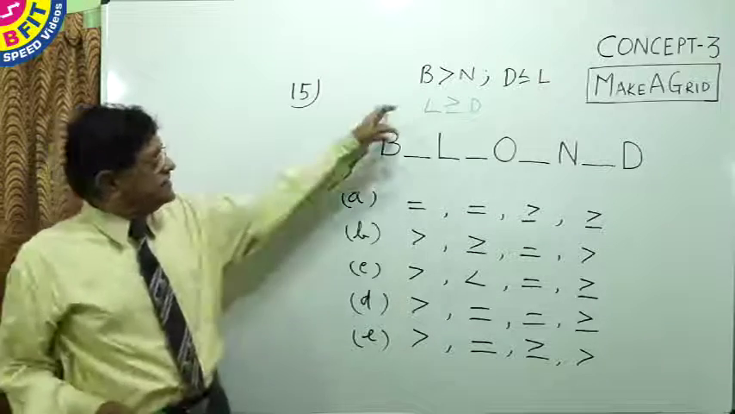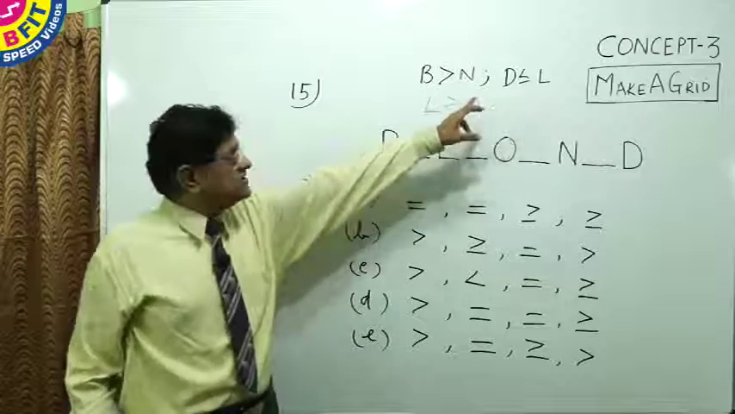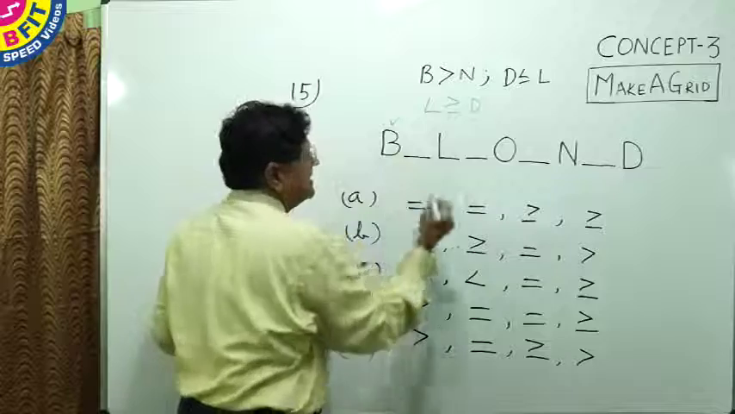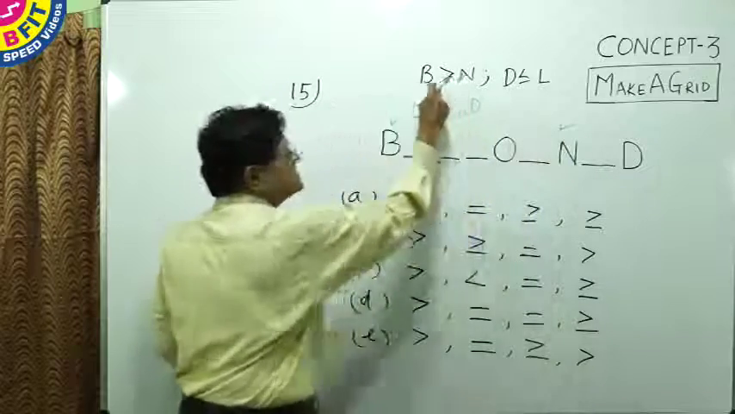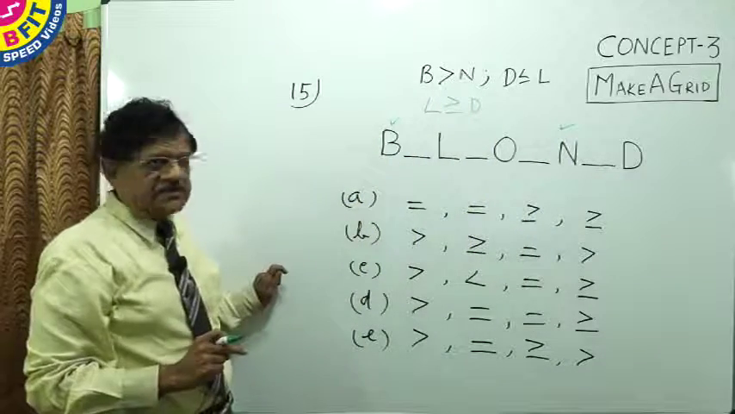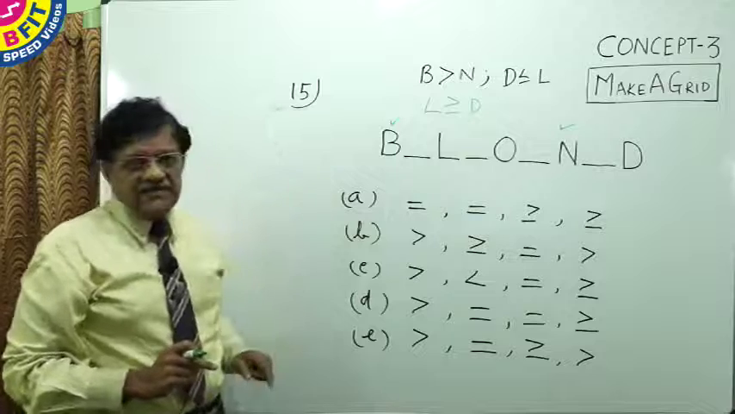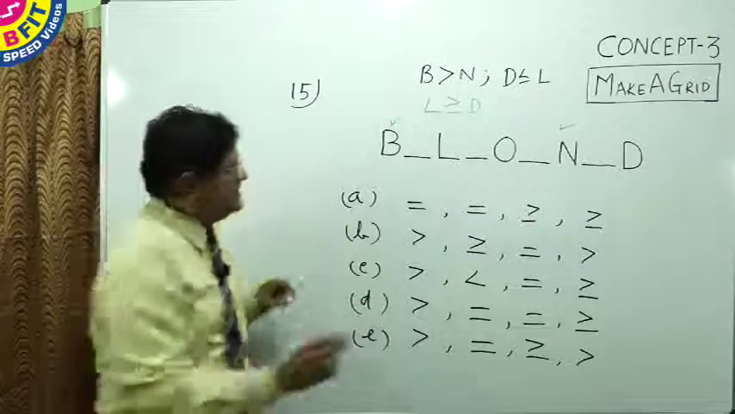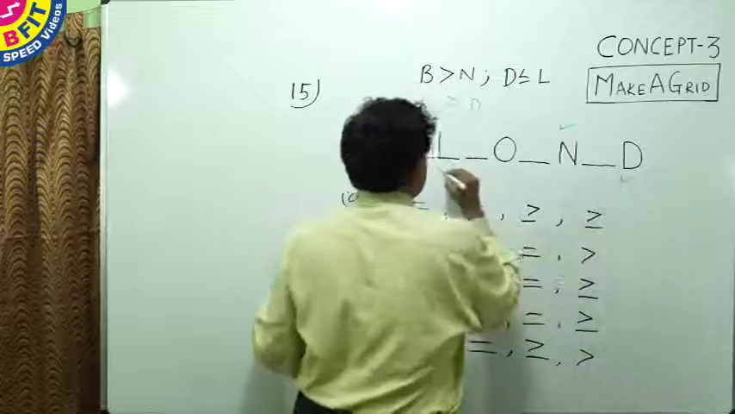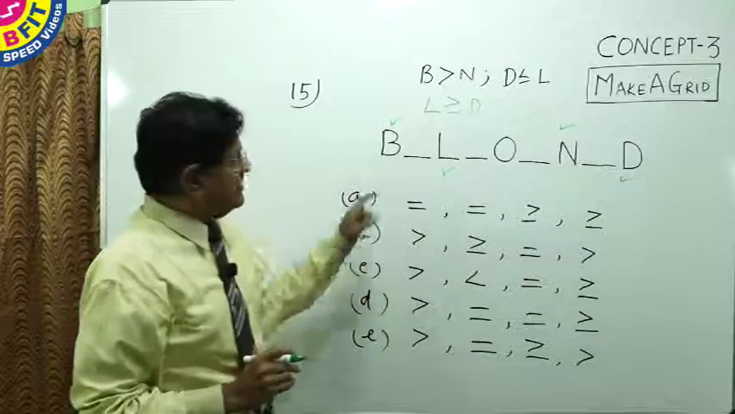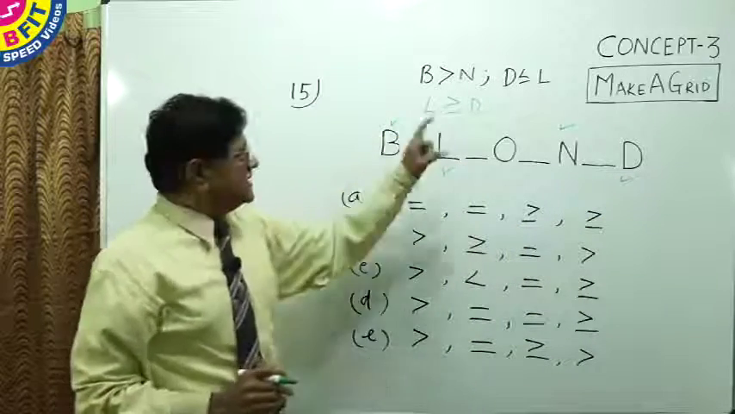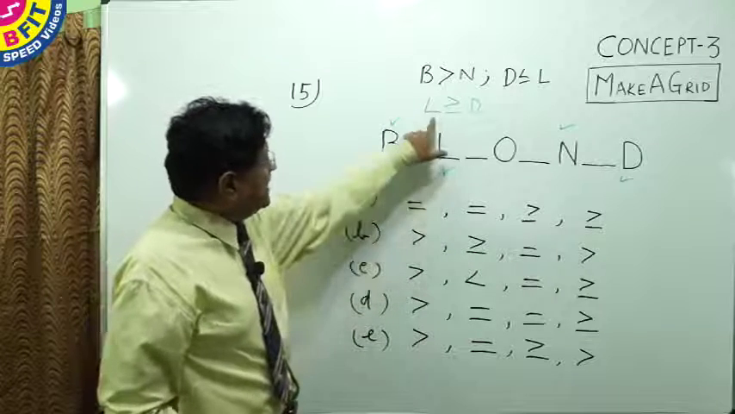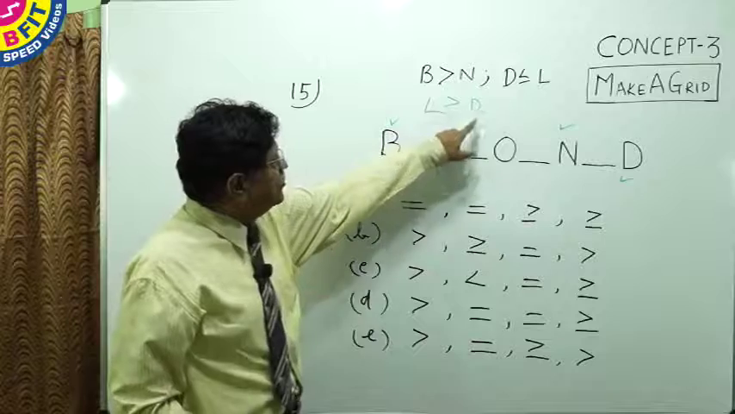Now what I have done is, the first conclusion, B is greater than N. Here is B, here is N. Therefore this is in sync with the statement, so there is no need for changing the conclusion. On the other hand, where is D, where is L? D is here, L is here, and therefore we have to rewrite the second conclusion so that it syncs with the statement. When you rewrite, L is greater than or equal to D.